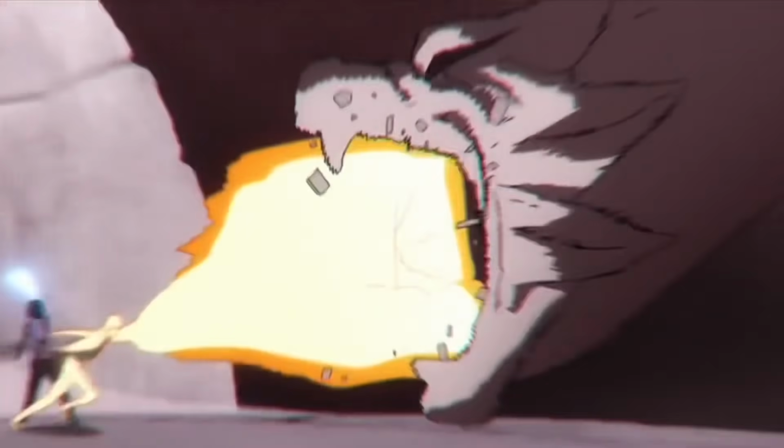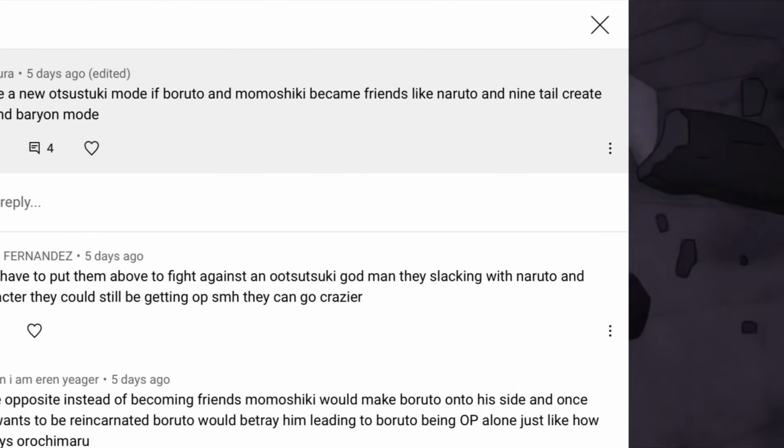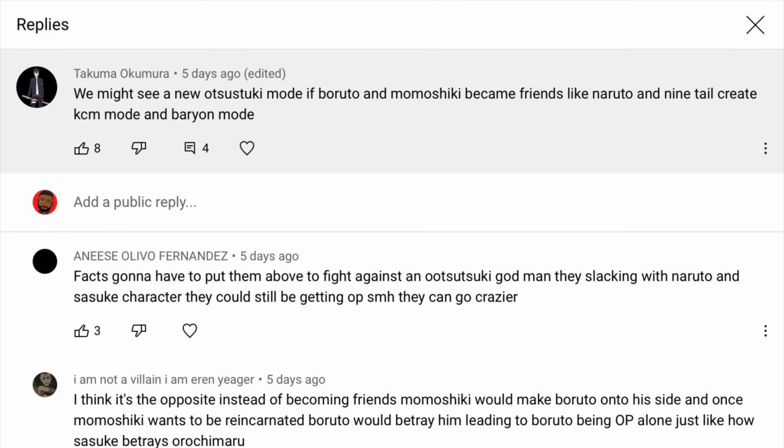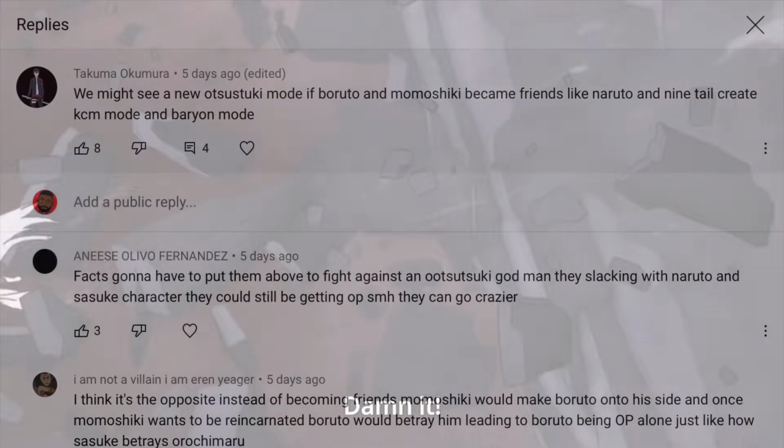Alright, the last two comments are going to be about Momoshiki Otsutsuki. Takuma Okumura said, we might see a new Otsutsuki mode if Boruto and Momoshiki became friends, like Naruto and the Nine Tails created KCM mode and Barrier mode. Alright, so this right here, in my opinion, is definitely a possibility.